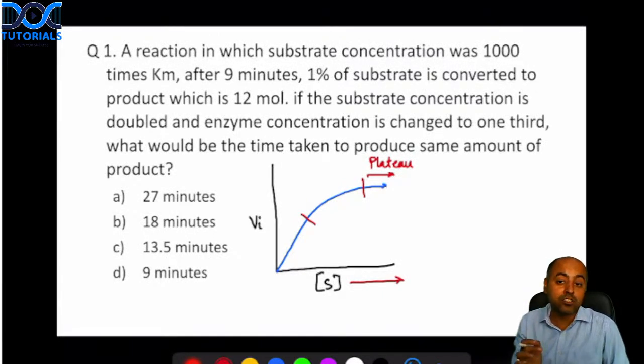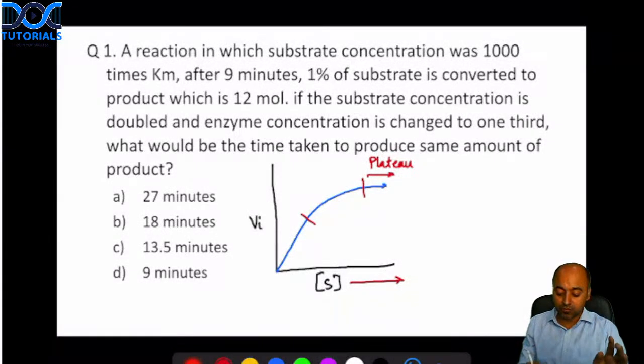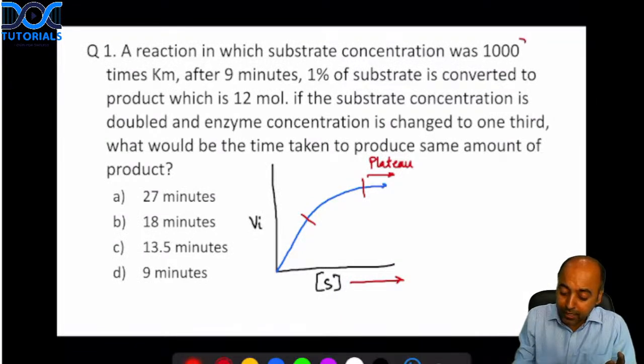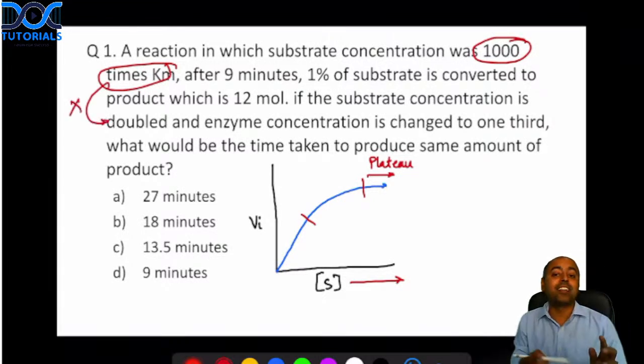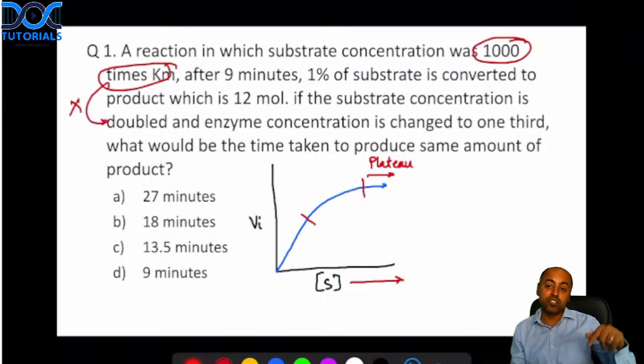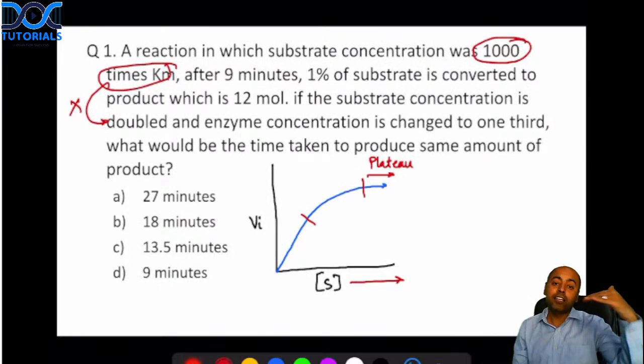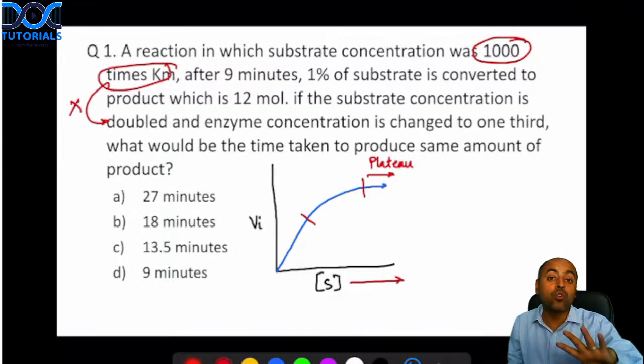This is very important to understand. Once you're in the plateau phase, no matter how much substrate you keep adding, the velocity will not increase further. So if you already have the concentration of 1000 times Km and then you double it, no effect. There will be no effect on the velocity. So first thing to understand is high concentration of substrate, further increase in concentration, no effect.